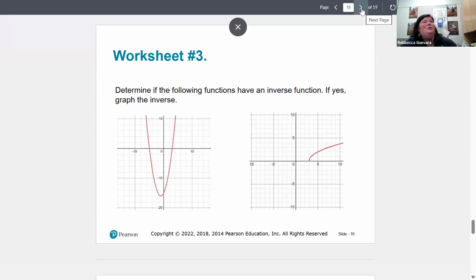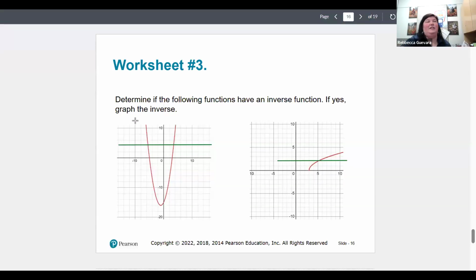For your worksheet, determine first to see if these pass the horizontal line test. Then if they do, graph the inverse of the function. We see here, we got this parabola. This is not passing the horizontal line test. We make that horizontal line, we cross twice. So the function does not have an inverse function.